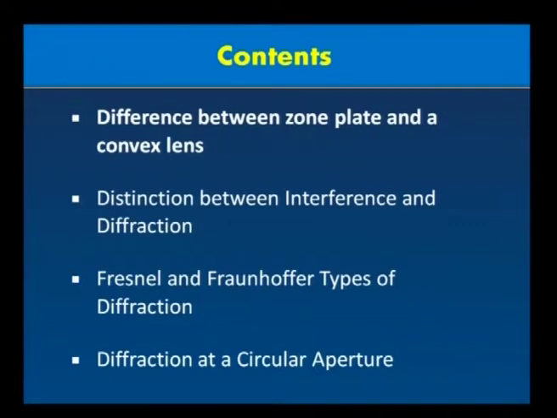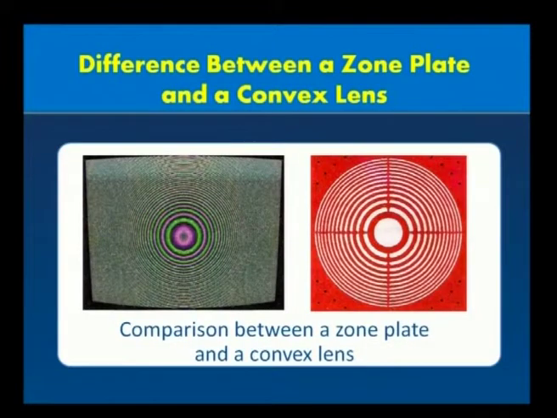The contents are: difference between zone plate and a convex lens, distinction between interference and diffraction, Fresnel and Fraunhofer types of diffraction, and diffraction at a circular aperture. In the slide which I am showing now, on the right you have got the zone plate, on the left you have got the convex lens. There are a lot of things which are analogous between the zone plate and a convex lens.